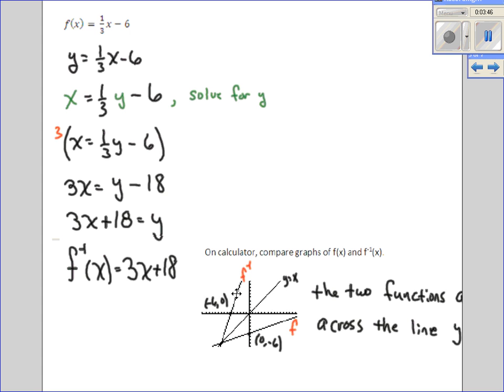And you can see if you fold the graph on the line y equals x, these are mirror images of each other. So that's a nice way to double check that you actually do have an inverse function. And then also notice that, say, the point (-6, 0) corresponds to the point (0, -6). So between the inverse function and the original function, any one point (x, y) will have a corresponding point (y, x).